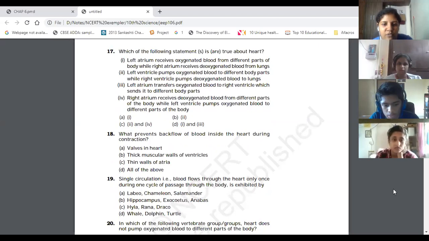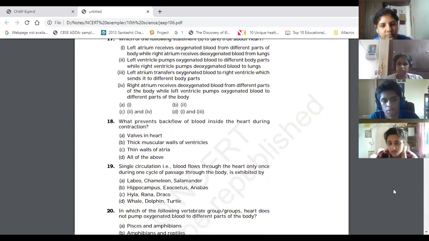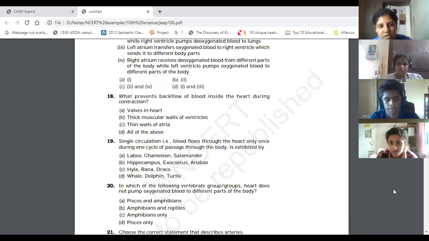What prevents backflow of blood inside the heart during contraction? Walls in the heart. Backflow, walls in the heart.